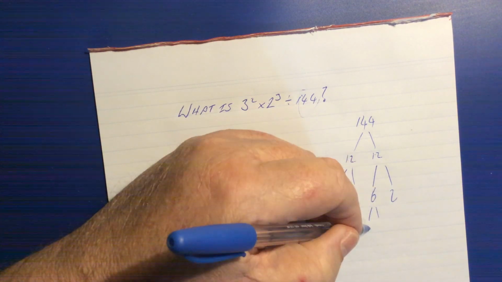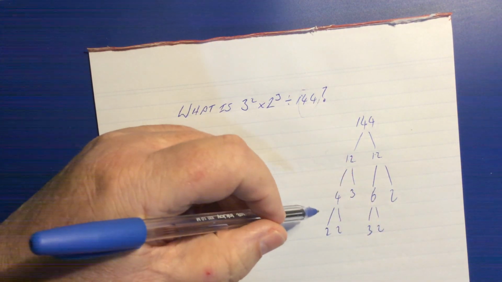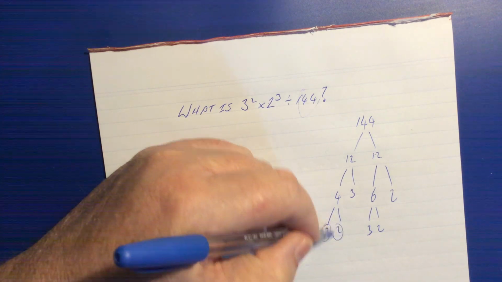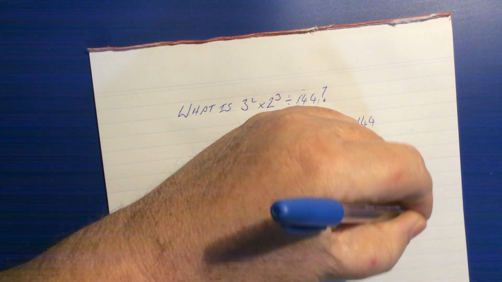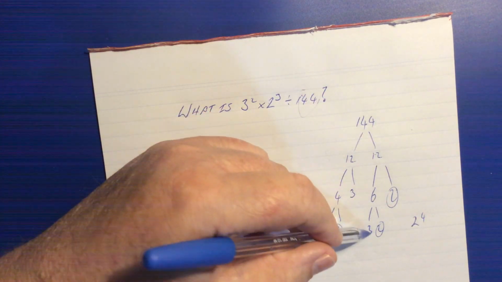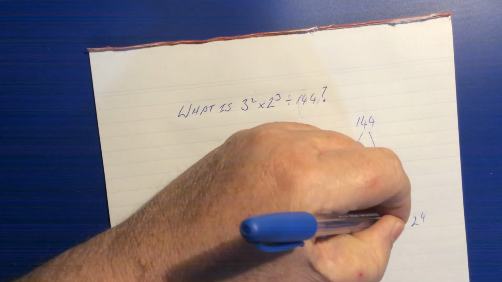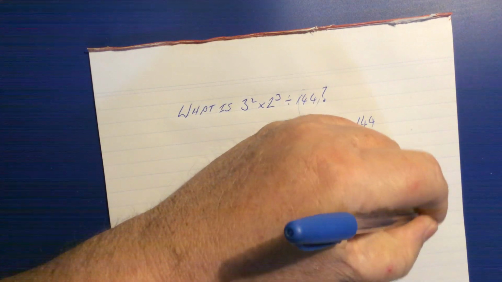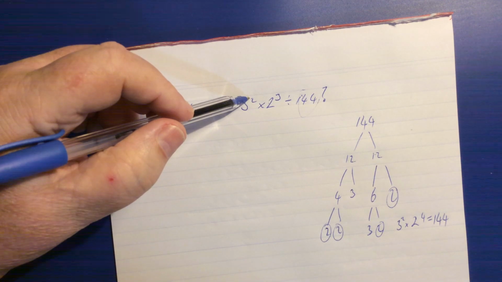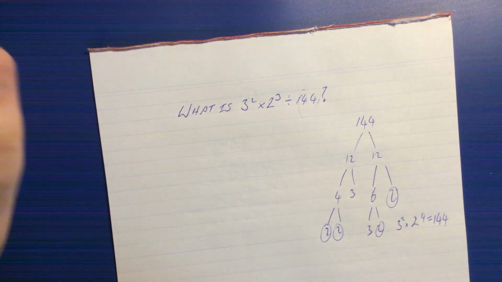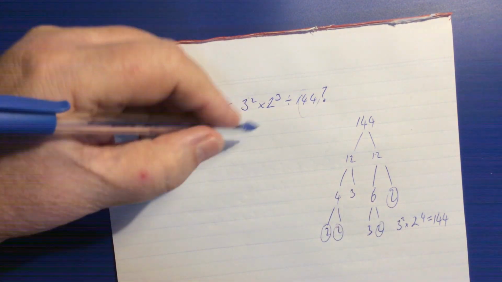3 and 2. Now, 2, 2, 2, 2. That's 2 to the power of 4. And 3 times 3 is 3 to the power of 2. So that equals 144. Okay, well, look at what we have up here, look at what we have here. We can really work with this.